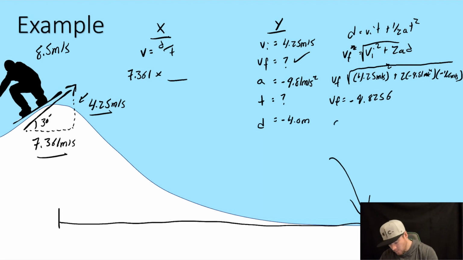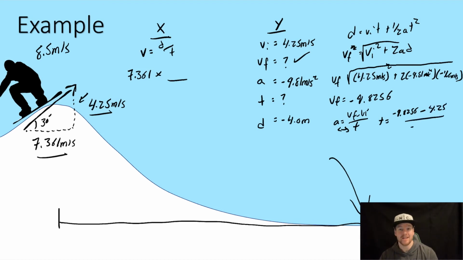Now that we do know v_f, which is good, we can solve for t. I think the easiest formula would be a is equal to v_f minus v_i over t. Again, from your formula sheet, we'll just rearrange it by switching a and t. t is equal to v_f, negative 9.8256, minus our v_i of 4.25, and we're going to divide by the acceleration, negative 9.81 meters per second squared, and I'm getting a time of 1.434. So a fair amount of work for this, but we're almost done.